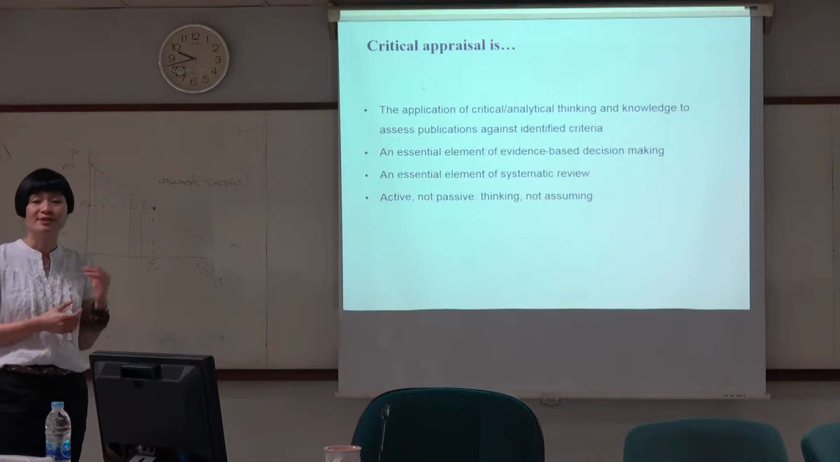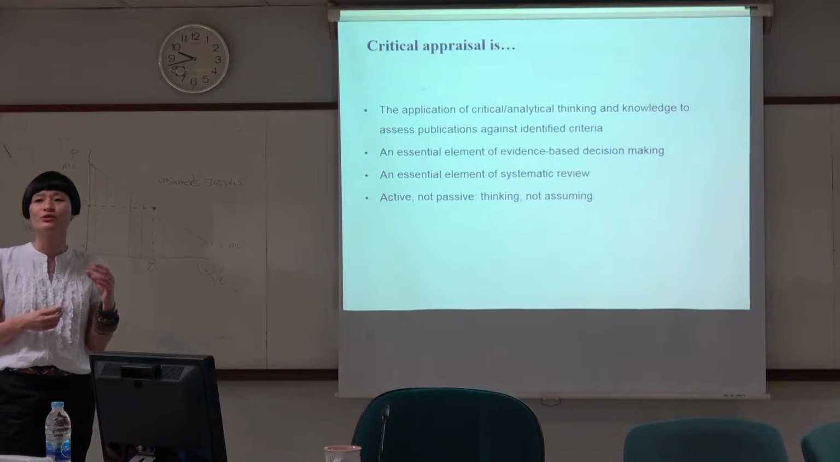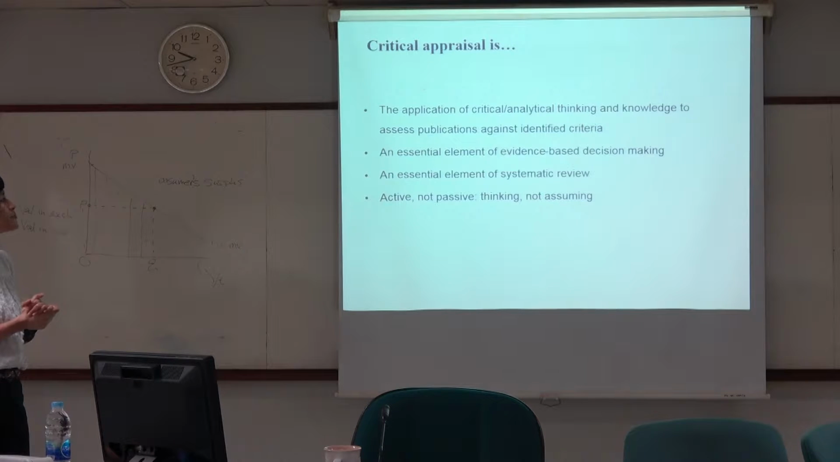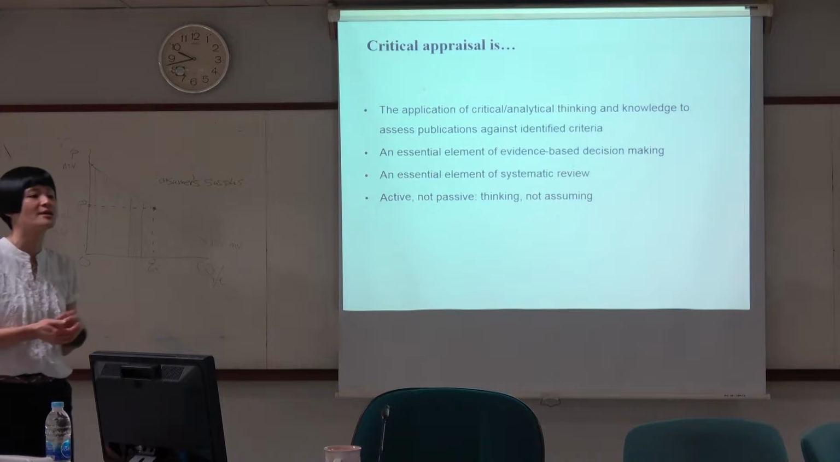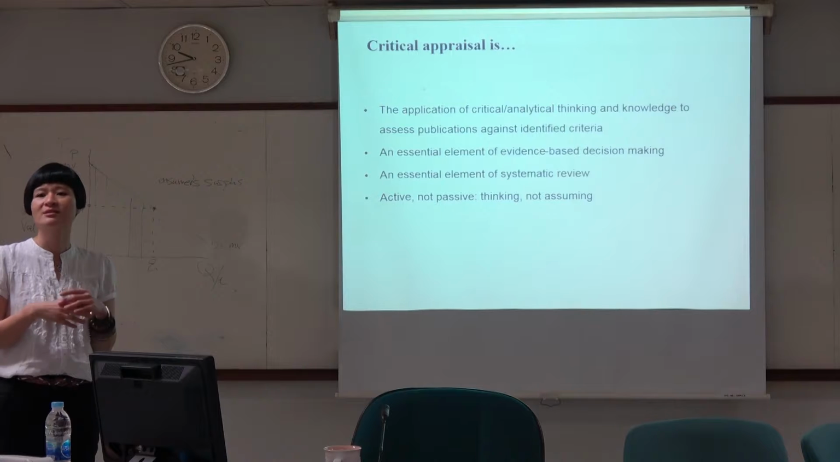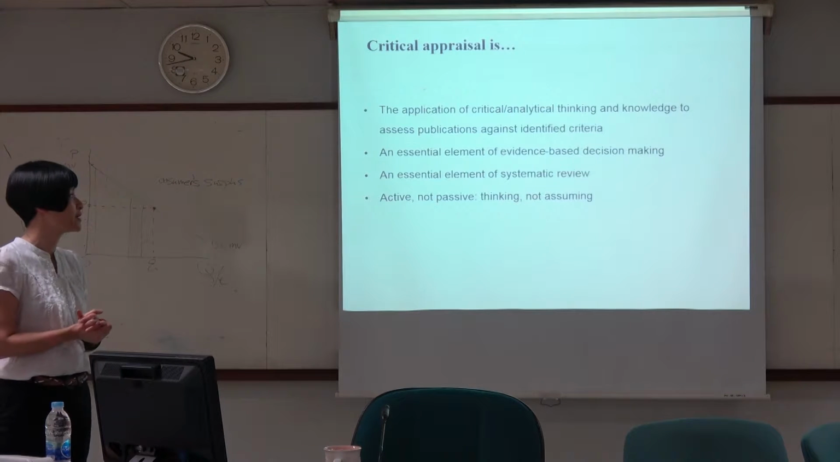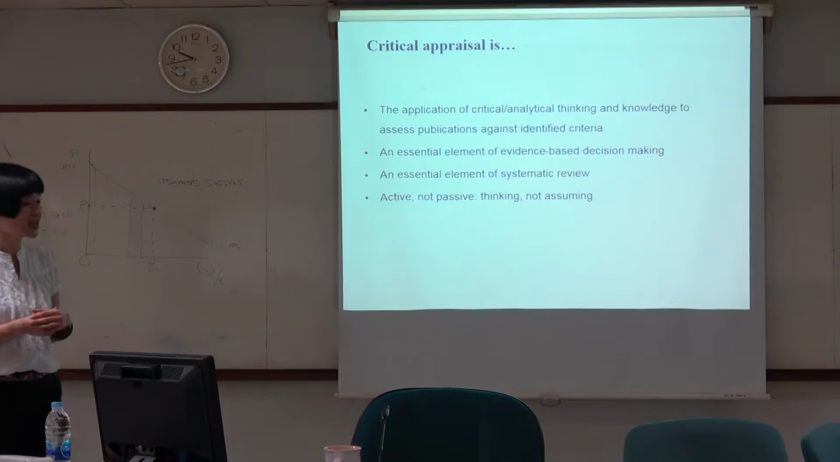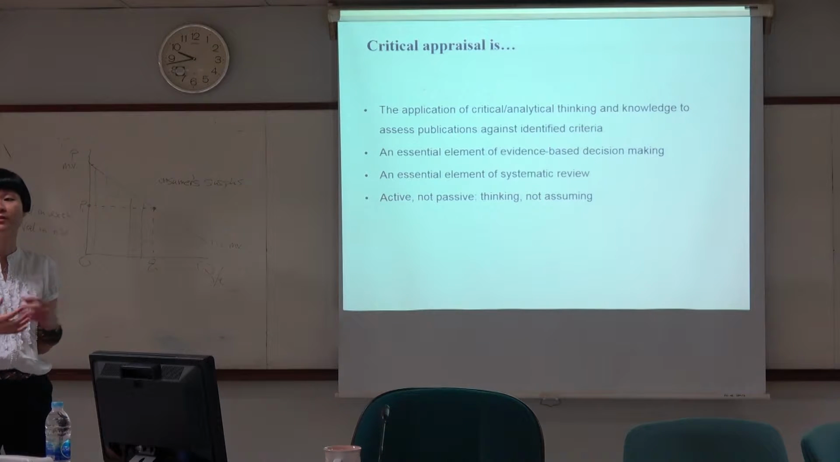Critical appraisal, I think it's really important to think what the objective is and what it is you're doing. Critical appraisal is the application of critical or analytical thinking and knowledge to assess publications against an identified criteria. So if you're going to end up by saying that this paper is not of good quality, you need to justify it. Equally, if you think this is a really good paper, you also need to justify it. So you need to have predefined criteria in terms of how you define good quality or poor quality, so that you can report this in a transparent manner.